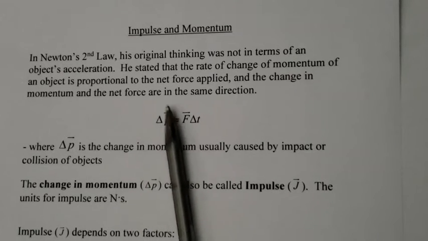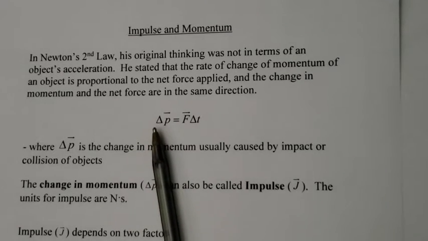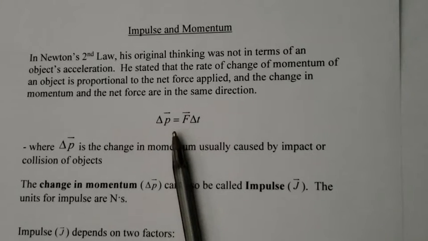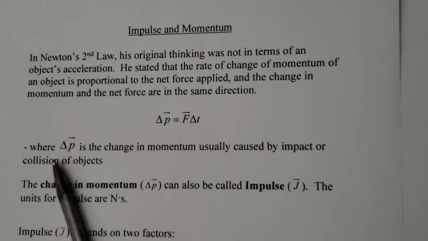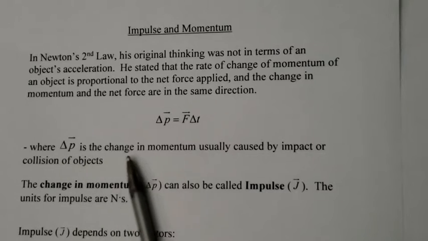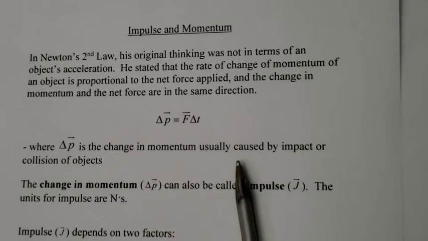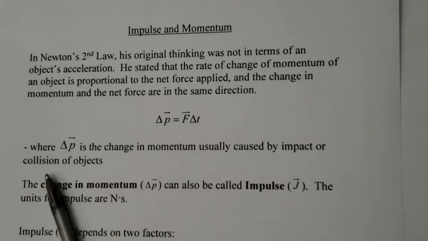So our change in momentum is delta P. Delta just means the change. Delta P is equal to the force times the time. And we know that delta P is the change in momentum. It's usually caused by an impact or a collision of objects. So when police are trying to figure out in a car scene how fast a car was coming by measuring the skid marks, they're using momentum. So momentum is when we have a collision or even something exploding.